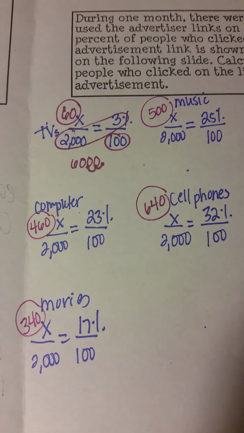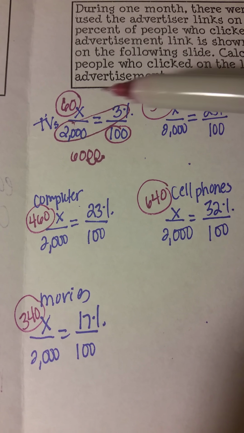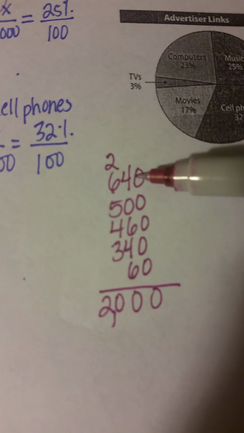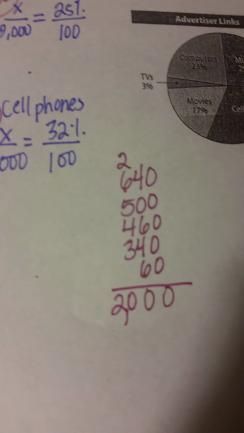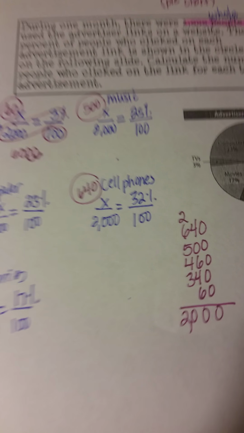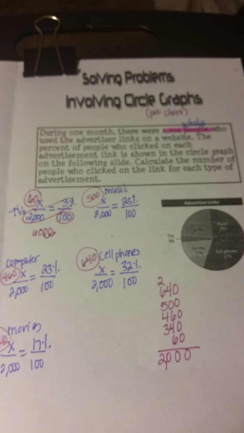Okay. So now remember, I told you, if you add up all those, they should equal that whole. So here, I showed you, when you take those that you just calculated and add them up, you get 2,000, so your answer checks out. Okay? So we just went over circle graphs and bar graphs.